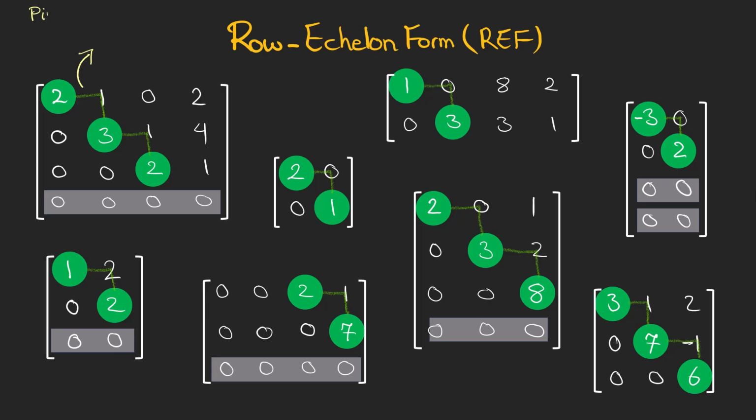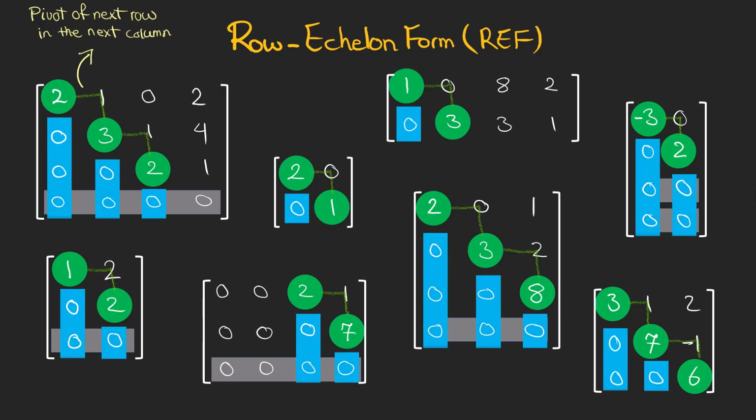Now that you know what a pivot is, the second property of row echelon matrices is that the pivot of each row is exactly to the right of the pivot of the row above it. It ensures that all the elements below the pivots are 0.